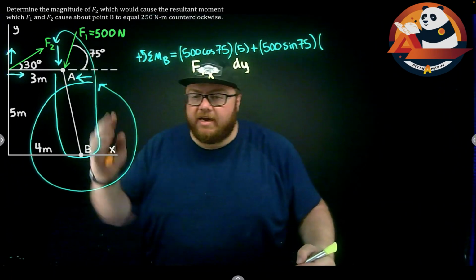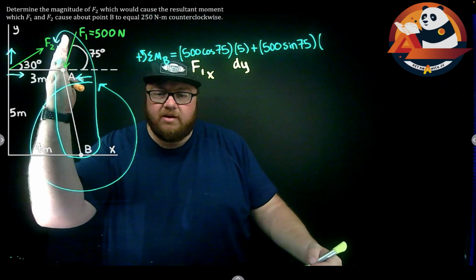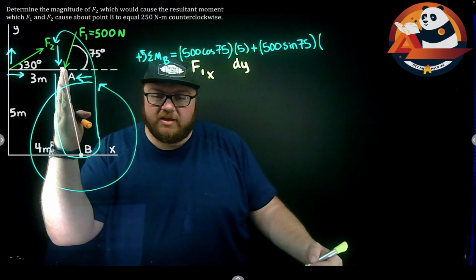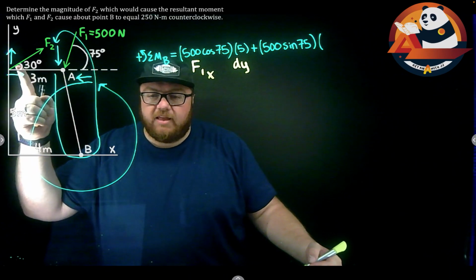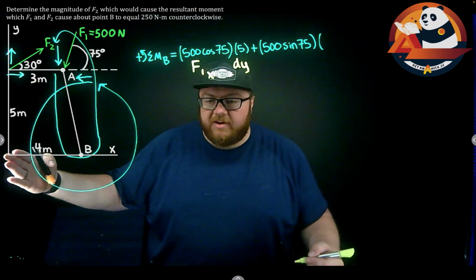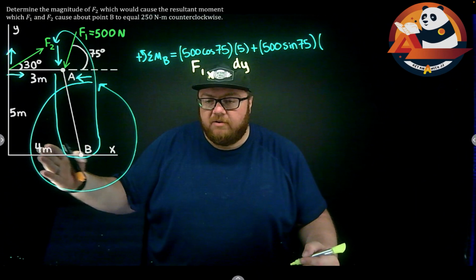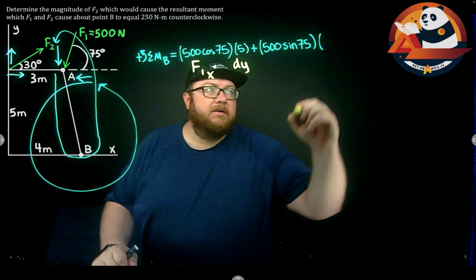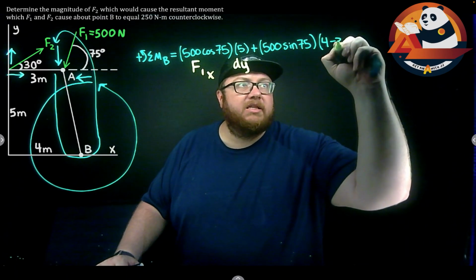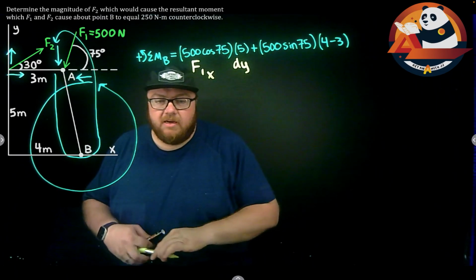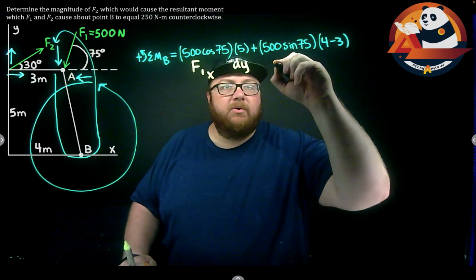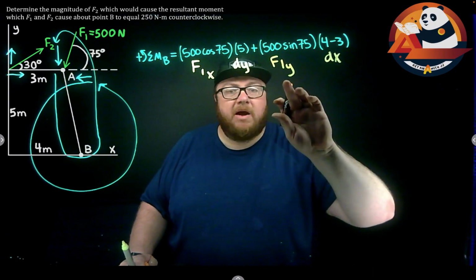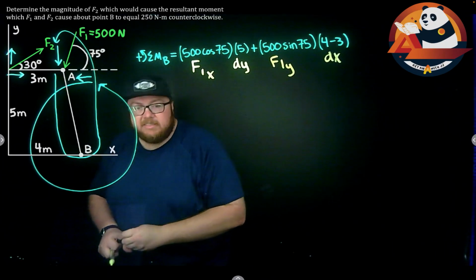times, I need now what's my perpendicular distance from the y component over to B. That one's a little bit trickier because we aren't directly given that. But I know that from A to the left edge is 3 meters. From the left edge over to B is 4 meters. 4 minus 3 gives me that leftover distance of 1 meter. So 4 minus 3, or we could just write 1. But again, this is my F1y dx. My y component force always needs an x distance.